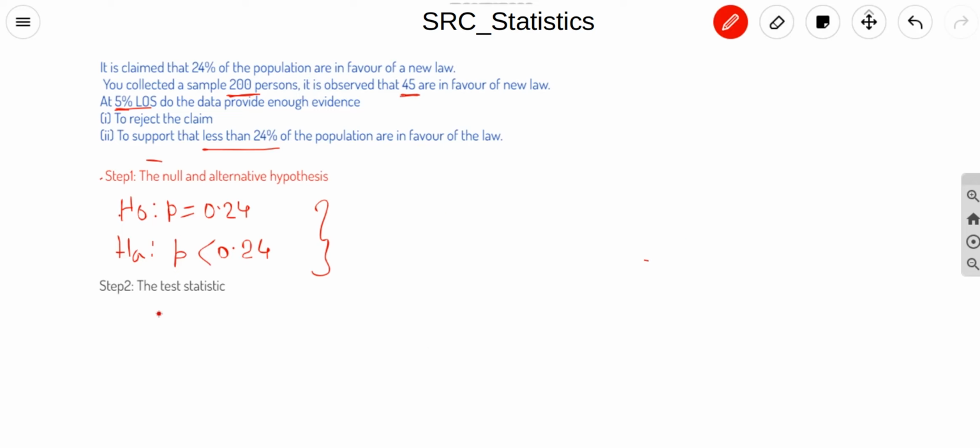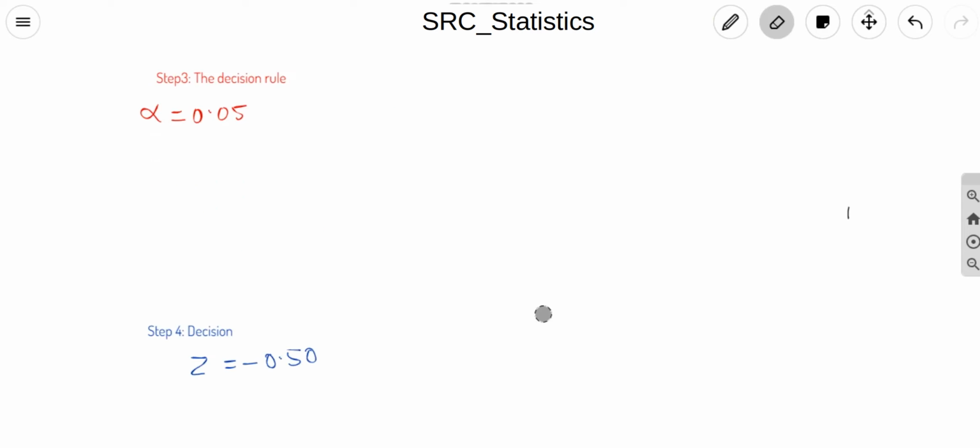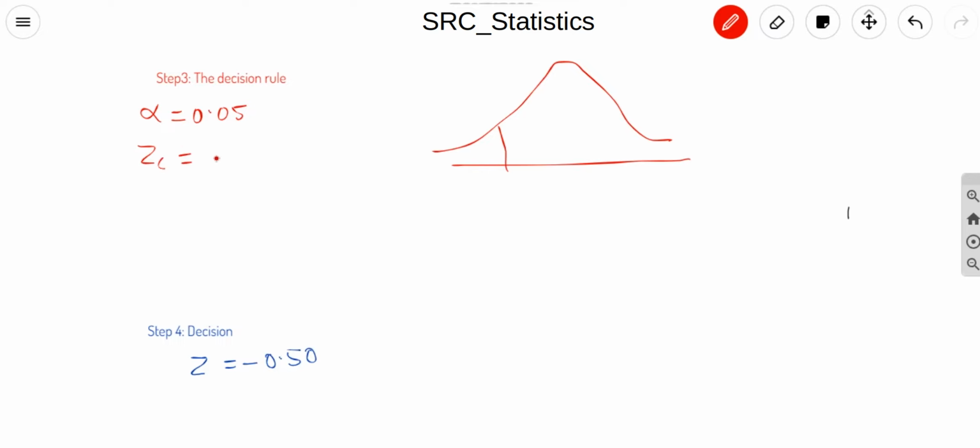The value of the test statistic we have calculated earlier remains the same, negative 0.50. So step 3 is the decision rule, alpha equal to 0.05, and this is a left tail test. That means the critical region will be at the left tail of the Z curve. For alpha equal to 0.05, the left tail critical value of Z is negative 1.645.